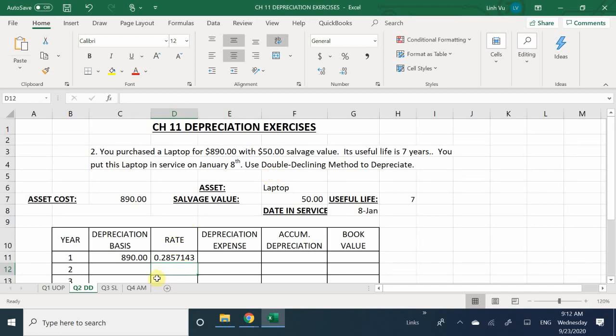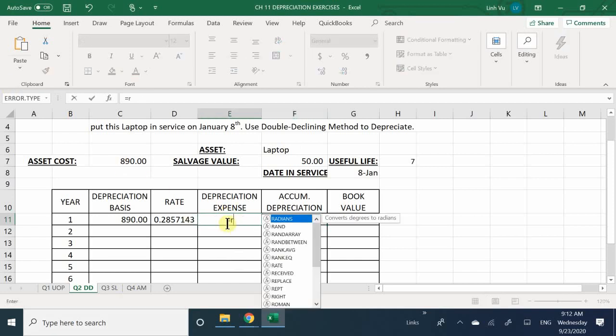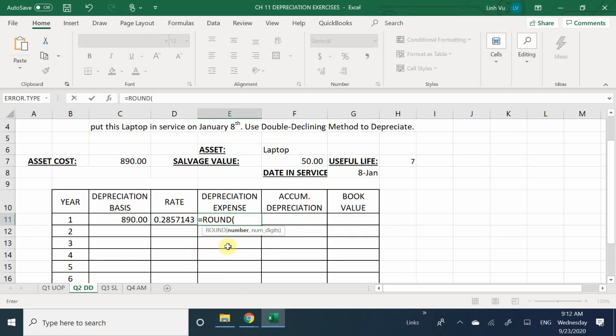All right. So what's my depreciation expense going to be for the first year? Because I'm using Excel, I don't want to have any rounding errors. I'm going to go ahead and use the equal round formula. So what's my depreciation expense for the first year? 254.28. Okay, comma 2.